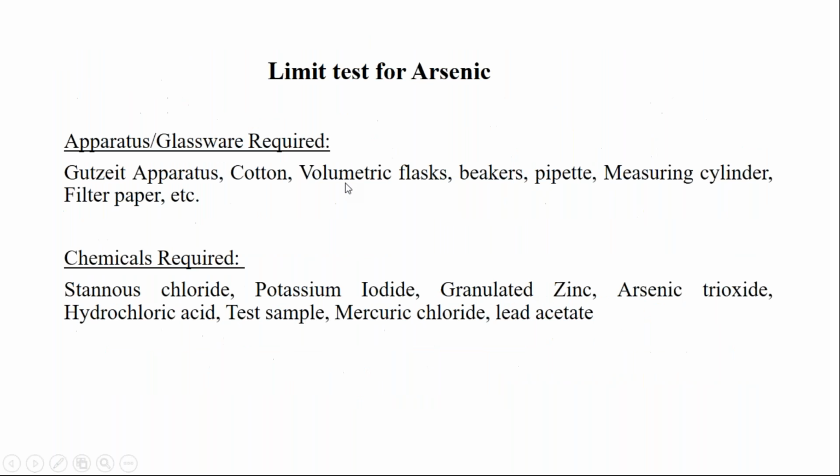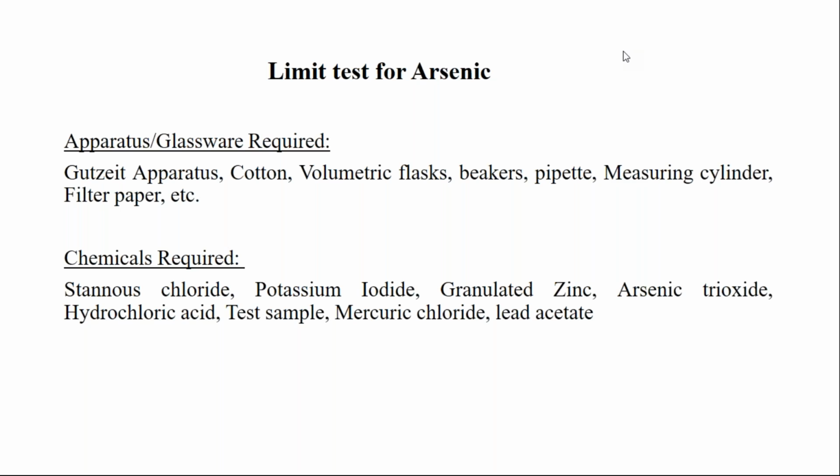Okay, we'll move on to the next one, that is limit test for arsenic. Now if you look at the apparatus, is it the same that we have been using? Till now we finished limit test for chlorides, sulfates, iron, and heavy metals. In all of this we used Nessler's cylinder, a Nessler's cylinder stand, and a glass rod. Are you seeing the same names here? No. We're using something called the Gutzit apparatus.